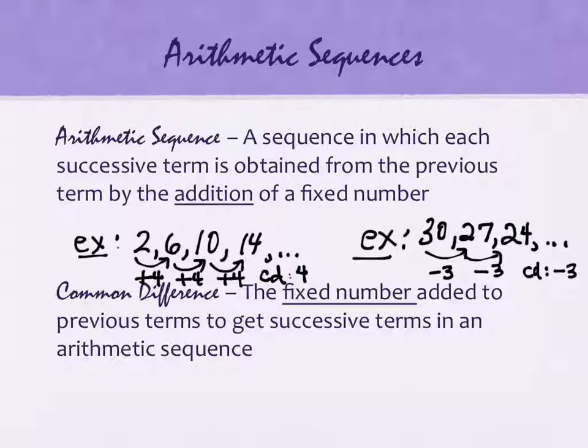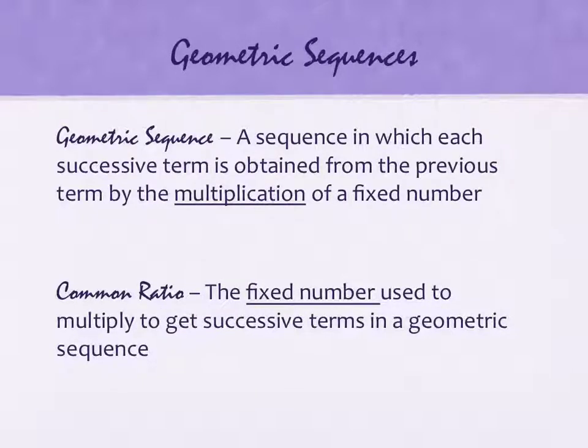Another type of sequence we're going to take a look at today is called geometric. A geometric sequence is a sequence in which each successive term is obtained from the previous term by the multiplication of a fixed number. You multiply by it to get the next one. That number you multiply by has a name. It's called the common ratio. And we'll do an example.